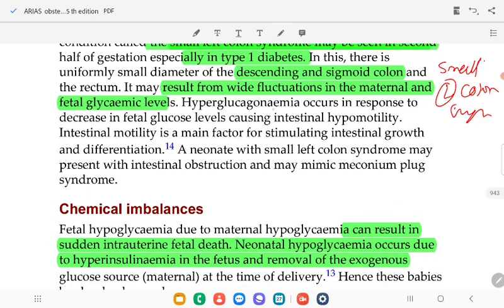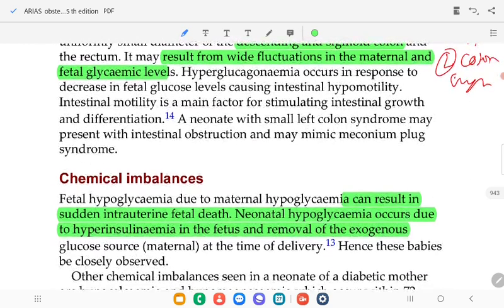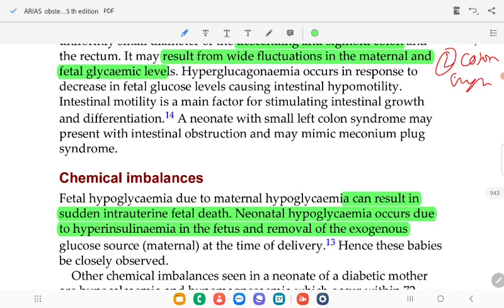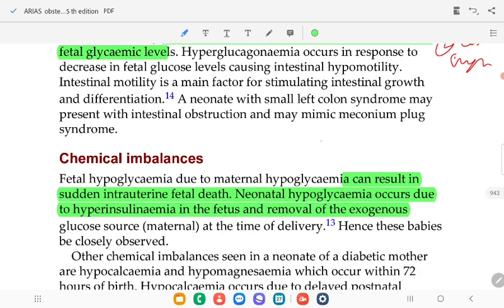Hyperglucagonemia occurs in response to a decrease in fetal glucose level, causing intestinal hypomotility. Intestinal motility is the main factor for stimulating intestinal growth and differentiation. A neonate with small left colon syndrome may present with intestinal obstruction, which may mimic meconium plug syndrome. So these are the things to remember.